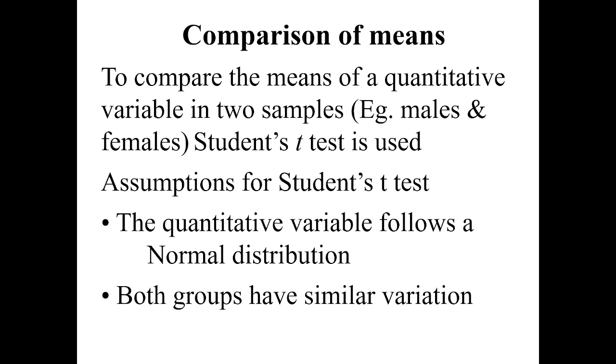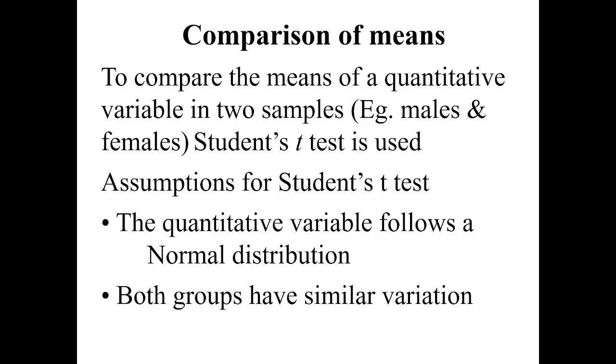Let us now talk about a more detailed and specific scenario. Suppose you want to compare the means of a quantitative variable in two samples. It could be male and female, rural and urban, or one place versus another place, and so on. In such a scenario, when we want to compare the average of two groups, the parameter is one, that is the mean, but you have two samples, and we use a test called the T-test, or more specifically Student's T-test.